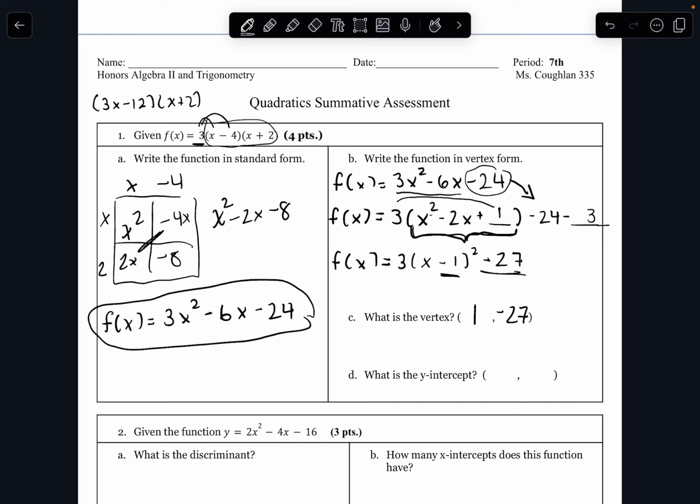Okay, what is the y-intercept? The y-intercept is the constant when it's given to you in standard form, so 0, comma, negative 24.